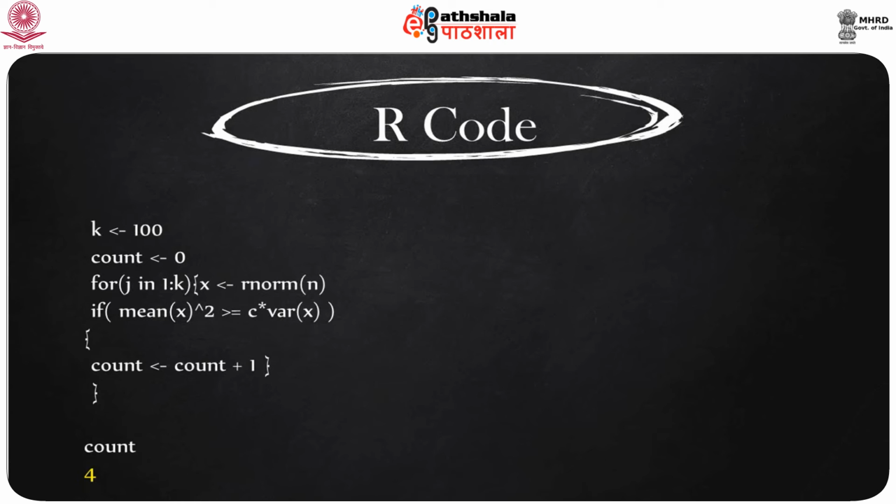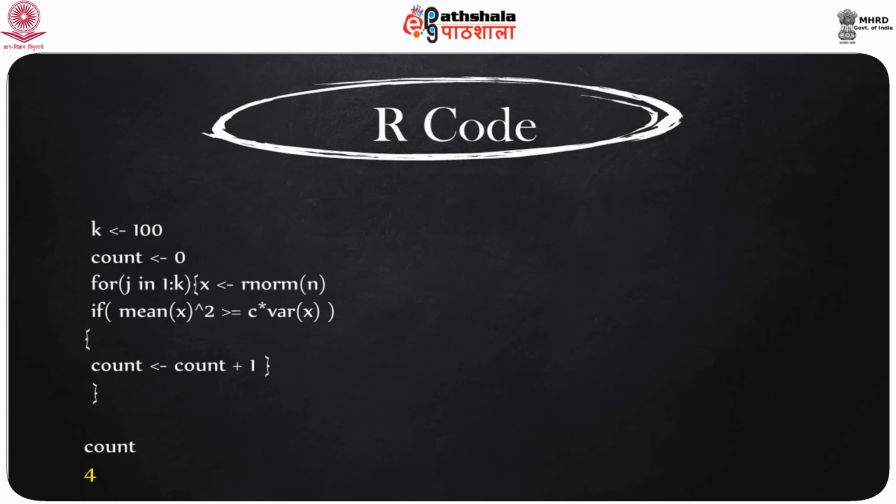So, here is our x. Now, again, as we have discussed about the formula, we are just following this here. So, if the mean of x squared is greater or equal to c into variance of x, in that case the confidence interval is not going to contain the value, and hence we are counting it to be a failure, and we are increasing the variable count by 1 in these cases.